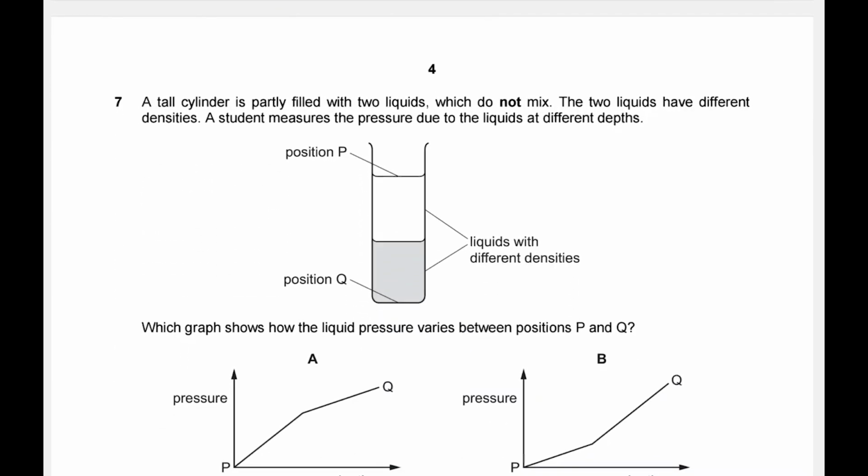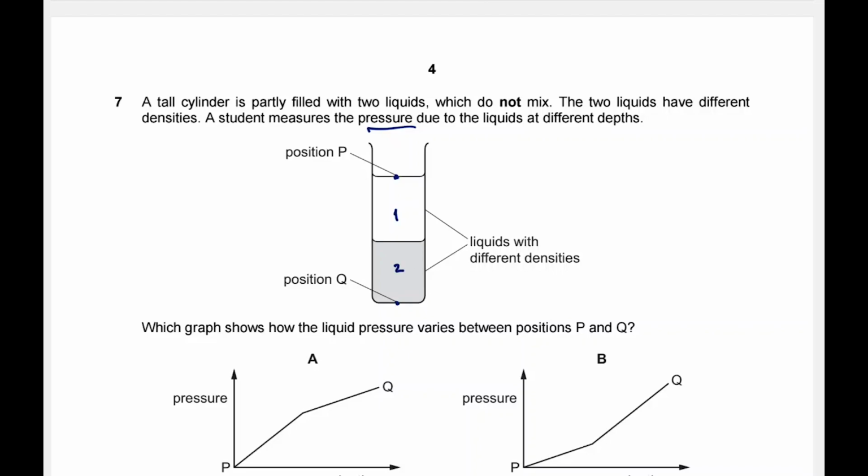A tall cylinder is partly filled with two liquids which do not mix. The two liquids have different densities. A student measures the pressure due to the liquids at different depths. Which graph shows how the liquid pressure varies between positions P and Q? Okay, so P is at the top of the liquids and Q is at the bottom. I'm going to call these liquid 1 and liquid 2.